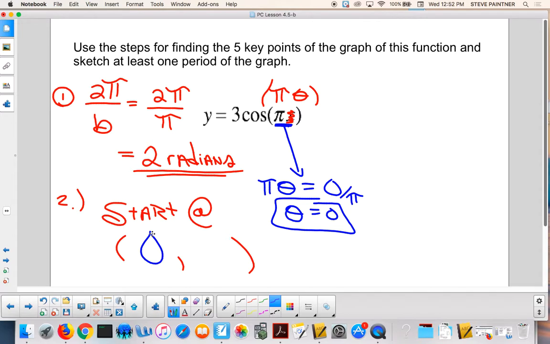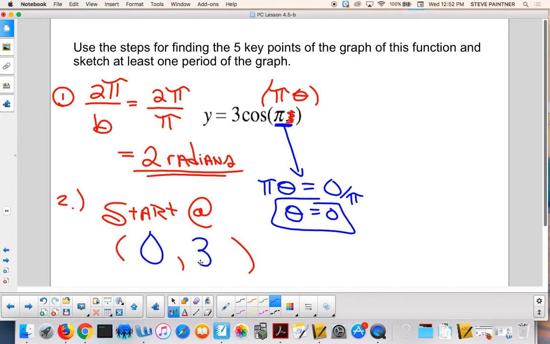So, how do I get the answer? I knew you'd say plug it in. That's not what I would do. You can. You can plug it in. Here, let's just do it for fun, okay? What is pi times 0? 0. What's cosine of 0? 1. What's 1 times 3? 3. The answer is 3.